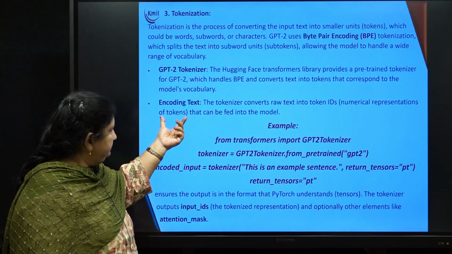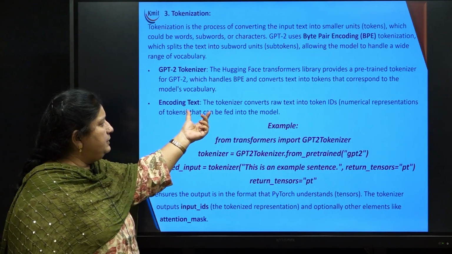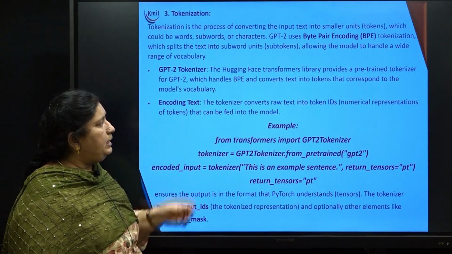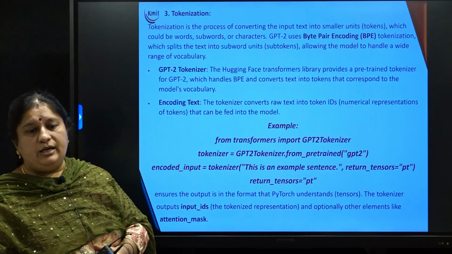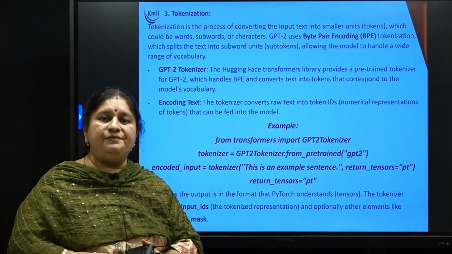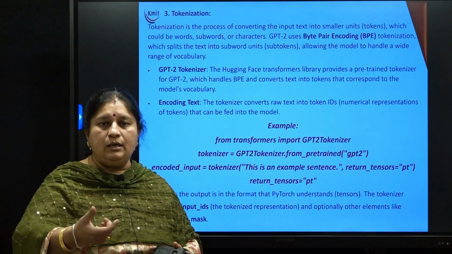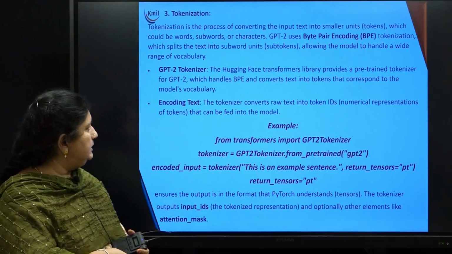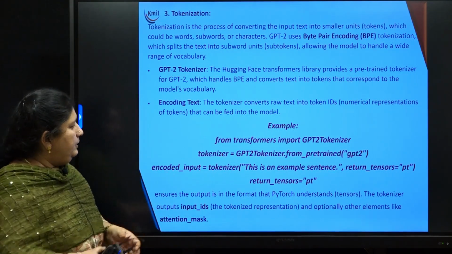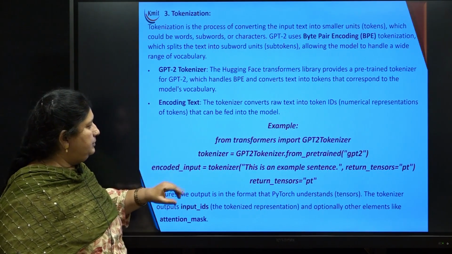Encoding text: the tokenizer converts raw text into token IDs. It will not generate the tokens; instead it gives an ID to each and every token, and those IDs are considered as the tokens. Now how are we trying to do this?